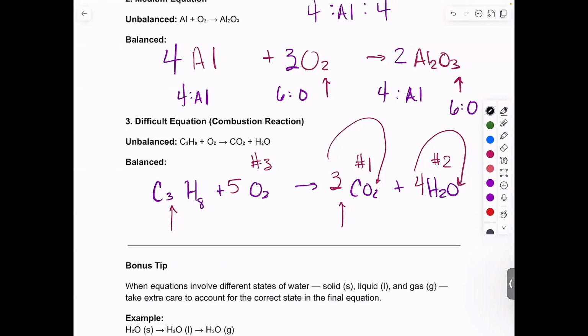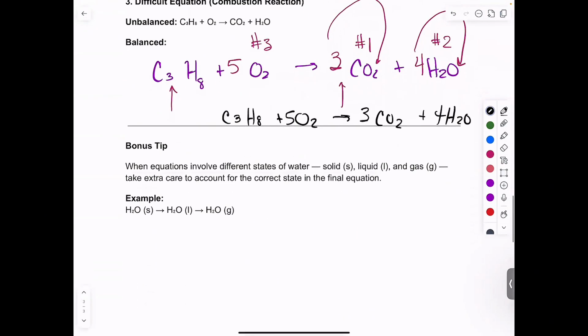Okay, so ultimately we have C3H8 reacting with oxygen, getting carbon dioxide and water, with coefficients 3, 4, and then 5. So 1 C3H8 combining with 5 oxygen molecules will result in 3 carbon dioxide and 4 water molecules.